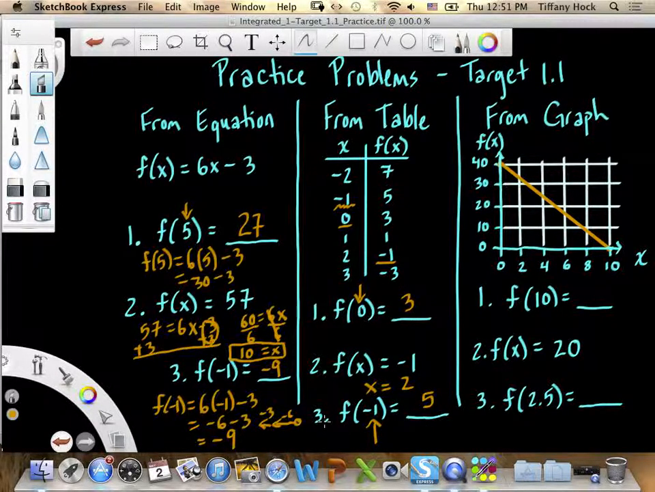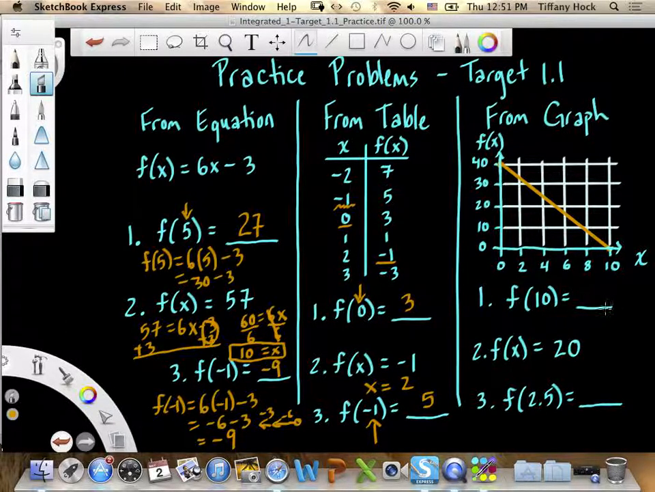Alright? So that's how we work with the tables. If the number is inside the parentheses, you look across at the f of x column, at the outputs, and find that value. If it's on the outside of the parentheses, it's on the other side of the equation, then you're looking for what x will give me an output of that number, as we did here. Alright? So once again, make any corrections you need to, and pause the video if you need to take a second to do that. If not, then you're ready to move on to the graph.